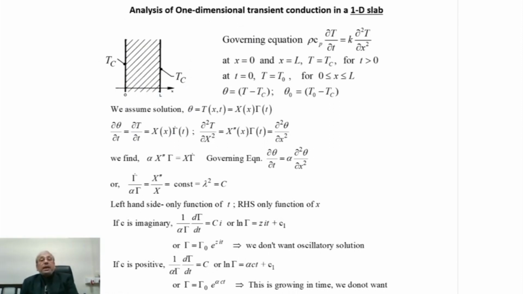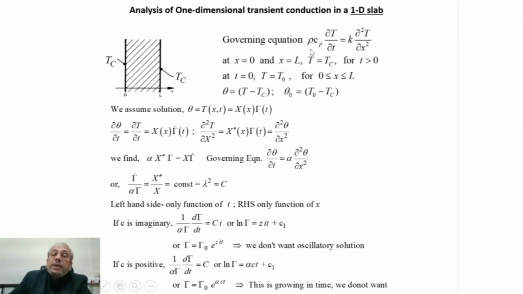Now we will consider analysis of one-dimensional transient conduction in a 1D slab. Why 1D slab? Because this slab is such that its y extent is extended to infinity, z perpendicular to the plane is extended to infinity, and the variation in x will only be considered.